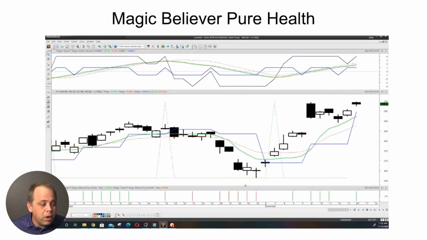So the next thing I want to talk about is the Magic Believer Pure Health. You'll notice that there are some green and red lines right here on the bottom of the chart. Right here, there's a green line that spikes up. Right here, there's a red line that spikes up. If you review the manual, all this is telling you is that this is a potential bullish opportunity when this happens. So again, look at the picture that you're getting. It's going to be very, very clear, but here's another indication right about November 5th, right before the Dow Industrials went and set that all-time high that it did just a couple weeks ago.